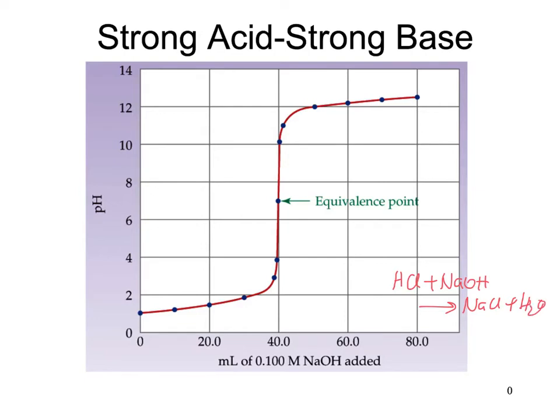Okay, so both HCl, that's a strong acid, and NaOH, that's a strong base. Both of those are 100% ionized. So what that means is that in our flask or beaker, we have the HCl, right? So that's acidic, and we are going to add sodium hydroxide from the burette.